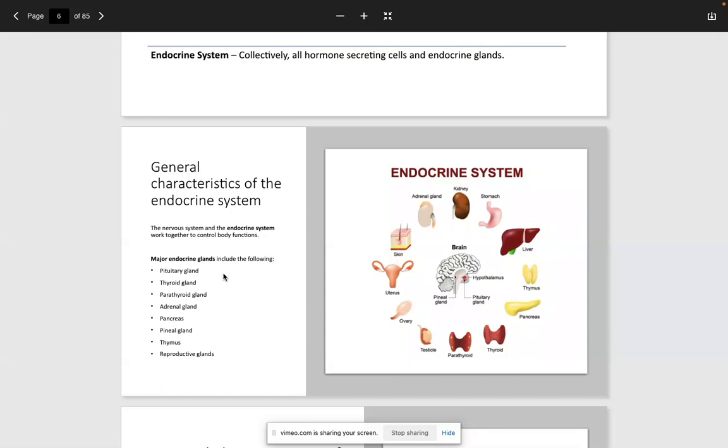The parathyroid gland is going to be directly posterior to the thyroid. And again, you can break that down. Para means beside, so beside the thyroid. This is a gland that's responsible for maintaining calcium within the blood. The adrenal glands are located on top of the kidney. They're just directly superior to the kidney.